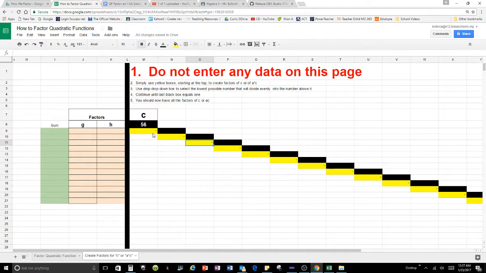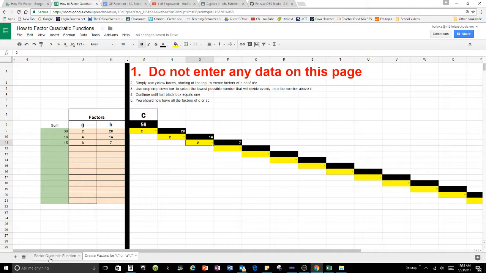So we're starting off fresh now, and again we want to pick the lowest possible number that would go into 56, and that would be 2. And you see here we have factors of 2 and 28. When you add those together it's 30. We want factors that when you add them together they're equal to 15. So here, try 2 again. That doesn't work. And so you see here we have factors of 7 and 8 that equal 15.